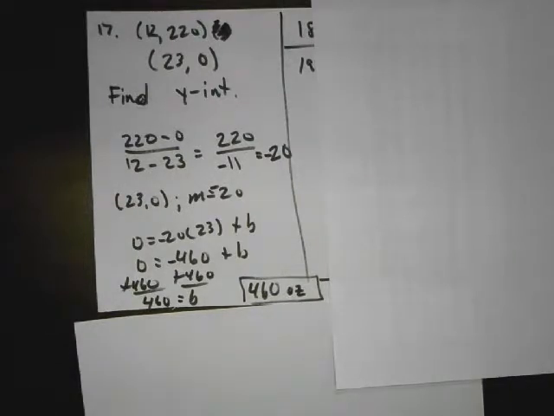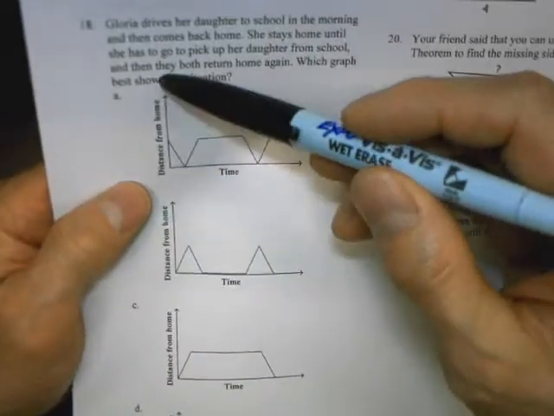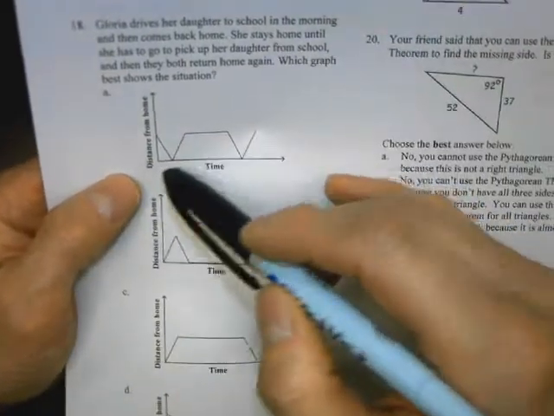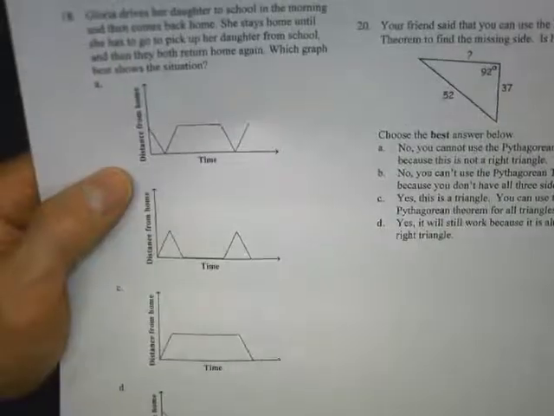Now, for number 18, they gave us a story problem. They say Gloria drives her daughter to school. Now, if I look on the y-axis, this is not speed, this is distance from home. So if she's driving to school, she's going away from home. That distance is getting greater as she's driving to school. So the answer can't be A. It can't be B either. It has to be, D either. It's got to be B or C.